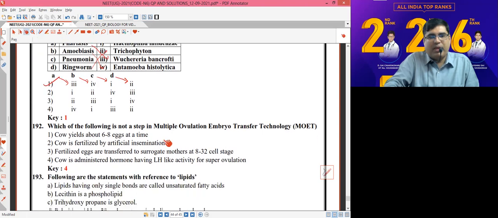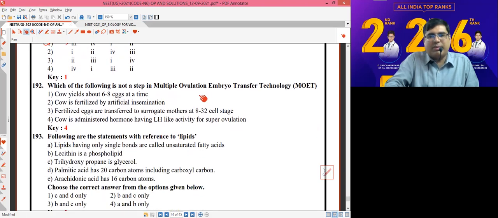Next we go. Which of the following is not a step in the multiple ovulation embryo transfer technology, MOET? It is again the most important question given in the NCERT only. Cow yields about 6 to 8 eggs. That is a step, so it should not be considered.